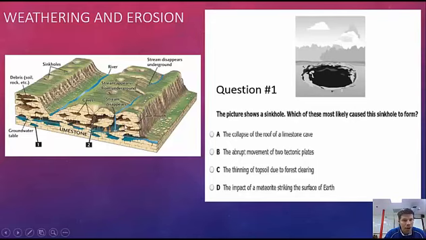And that's caused by water reacting with the very basic rock limestone. So the little bit of acidity in the water dissolves the limestone and you end up with underground caves and caverns. So our best answer here is A, the collapse of the roof of a limestone cave.